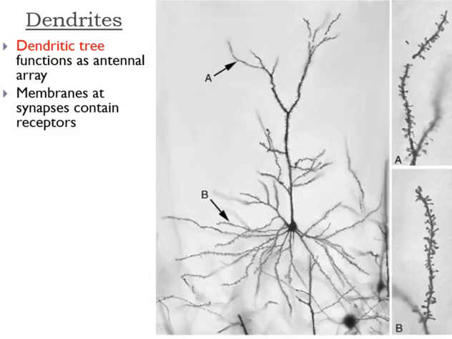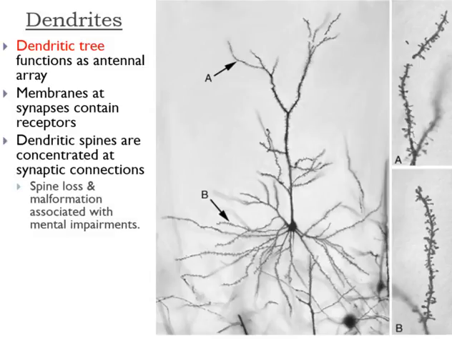The membranes of all the dendrites will contain, at least at the synapses, lots of receptors. Those receptors will be specific for the neurotransmitter that's released, or sometimes multiple neurotransmitters that are released at that particular synapse. And there are other cool things you see when you look at dendrites.